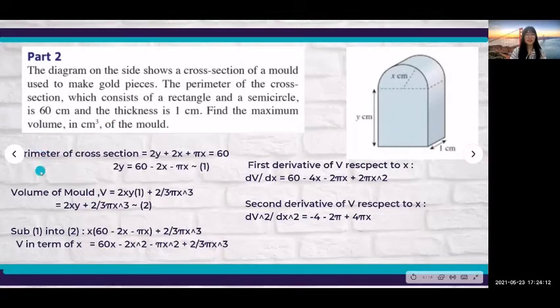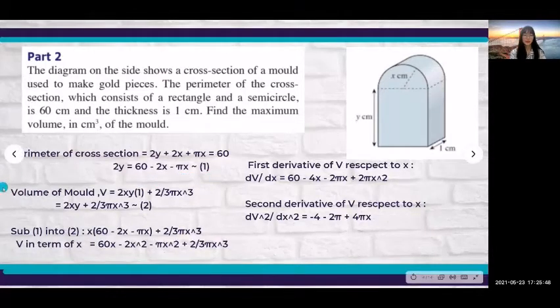So the first step is the perimeter of the cross section is 2y plus 2x plus pi x equals 60, which means 2y and 2x. Why is it 2x? Because this diagram gives us the radius of the semicircle as x cm. So if we want to find the diameter of the semicircle, the diameter equals 2 radius, so it equals 2x. And here the length of the curve of the semicircle is equal to pi x. So we get the expression 2y equals 60 minus 2x minus pi x.